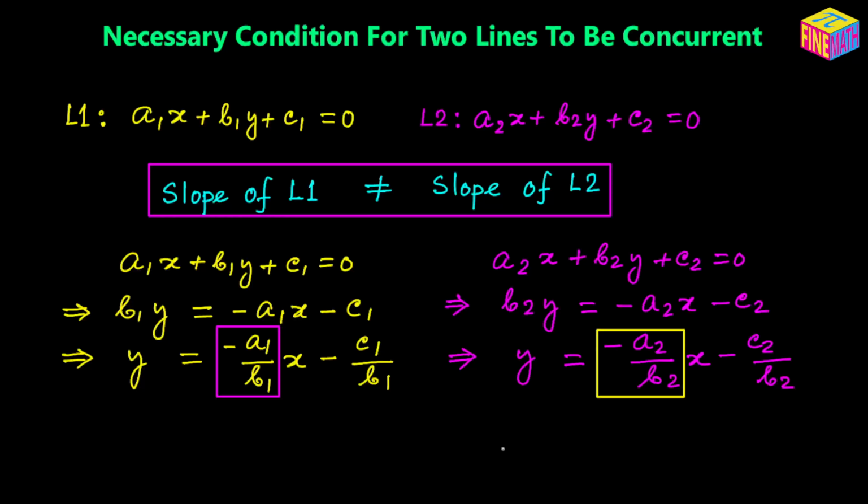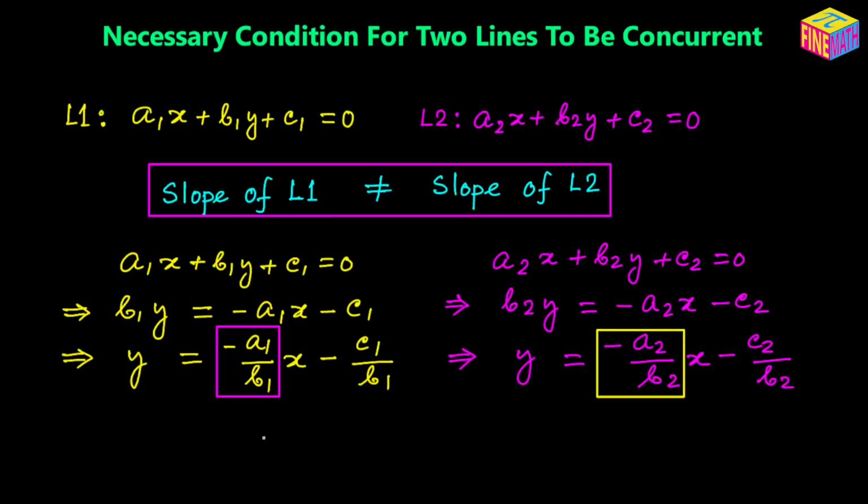So the slope of the two lines cannot be equal. That's the necessary condition, and that is when we know that the two straight lines will intersect each other somewhere, right? Not at infinity, but they will intersect somewhere. So then can we write the condition like this then? Because the slopes cannot be equal.